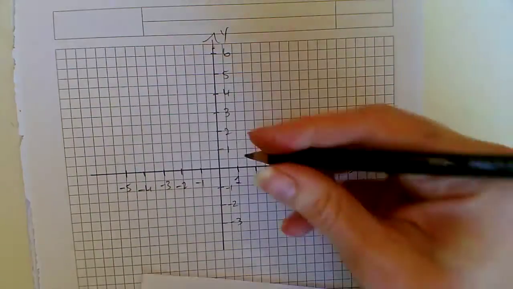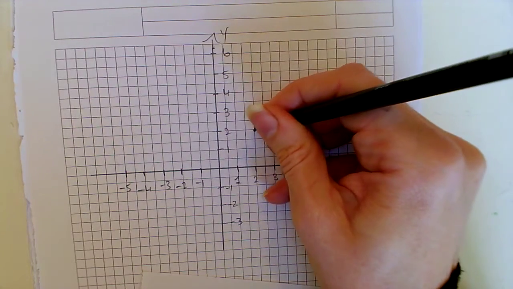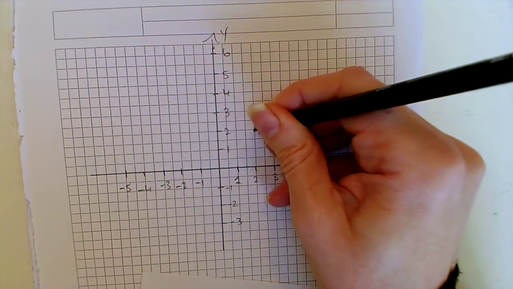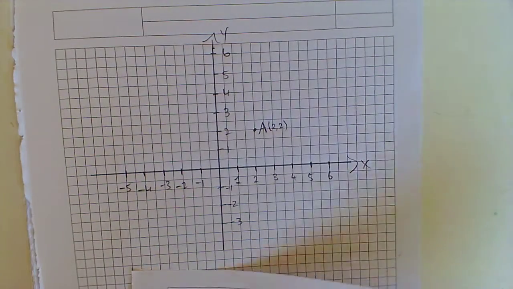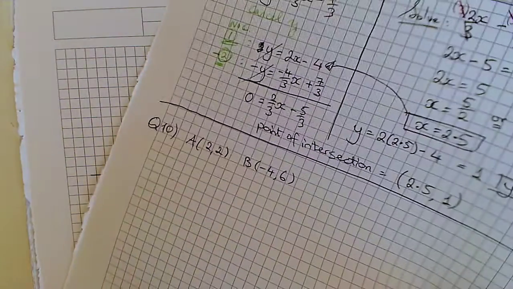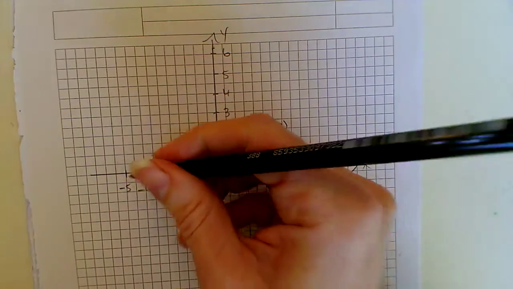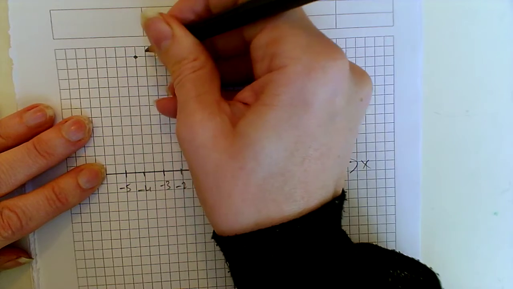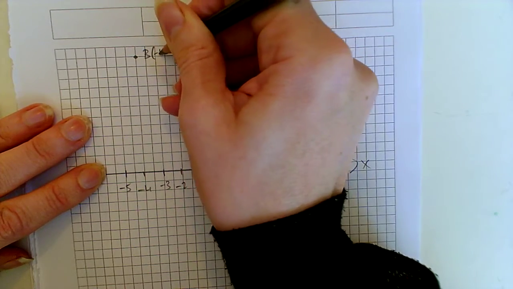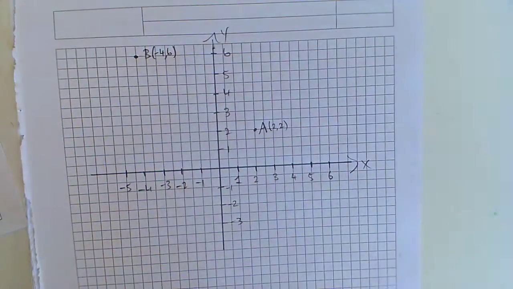So I was asked to plot the points 2, 2. So that's the point A. I like to write the coordinates in next to it, but you don't have to. And B, which is minus 4, 6. So minus 4, and then up as far as 6. So that's the point B, minus 4, 6.